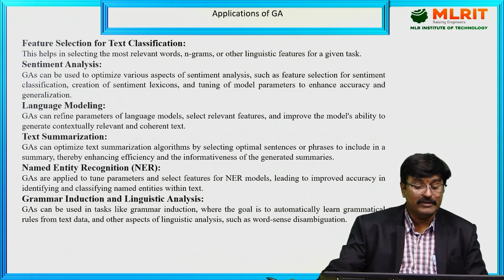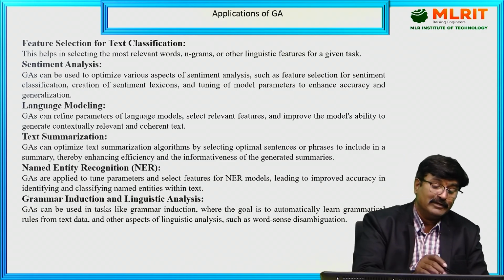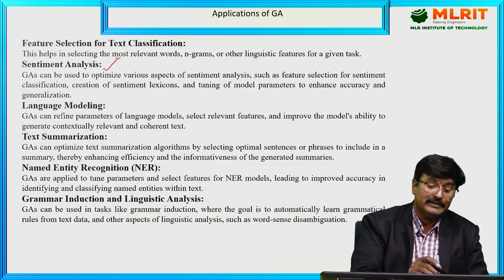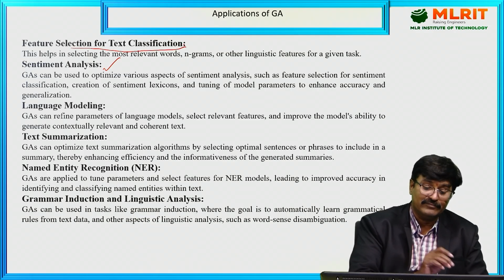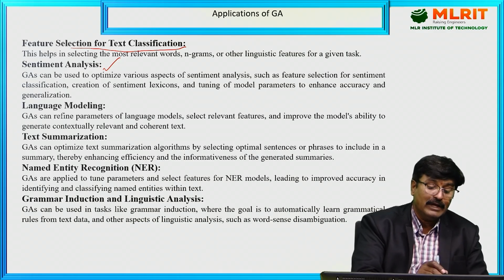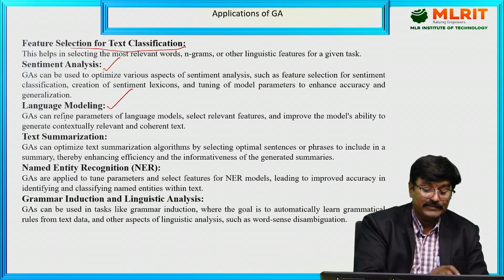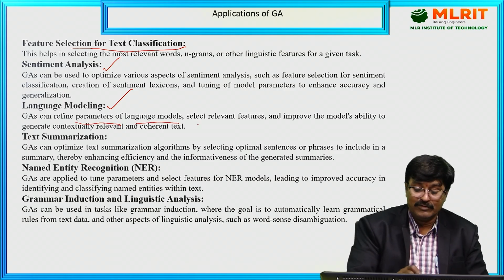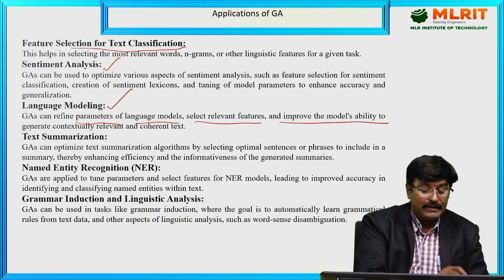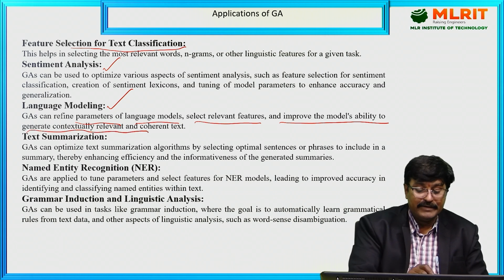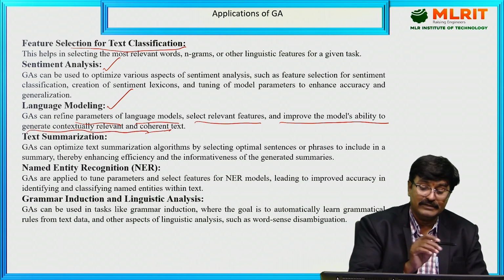Coming to feature selection for text classification, what are the applications? For sentiment analysis purposes, you can use the genetic algorithm for feature selection. For text classification, sentiment analysis, and language modeling purposes, you can use the genetic algorithm. Define the parameters of language models, select relevant features, and improve model ability. Generate contextually relevant, coherent text using this genetic algorithm.